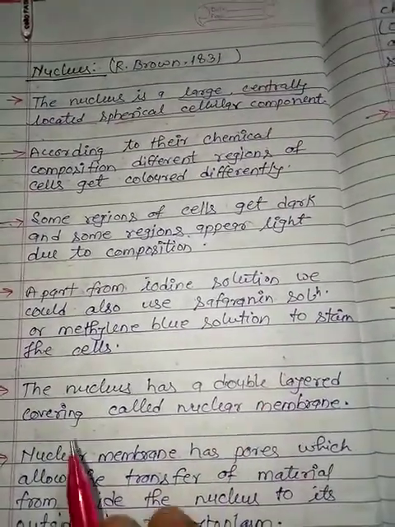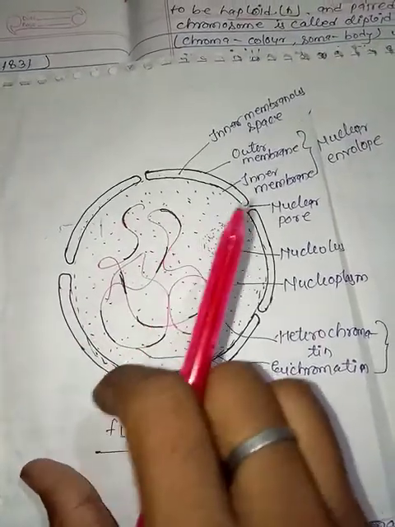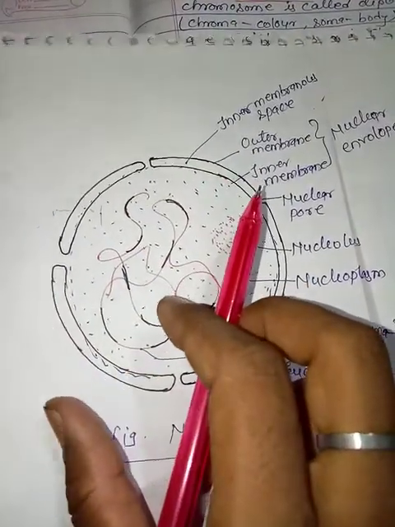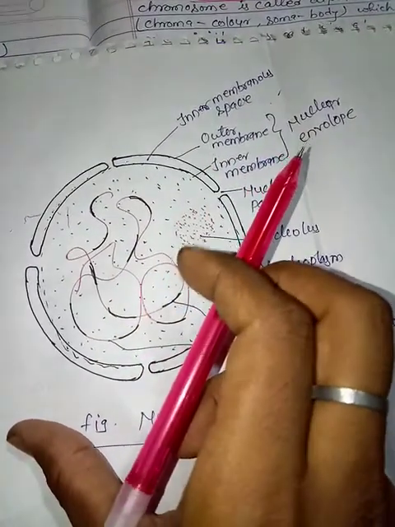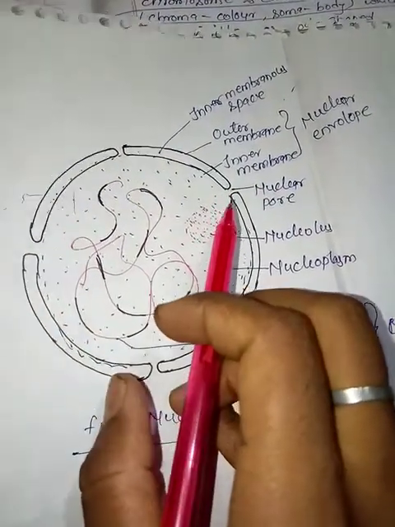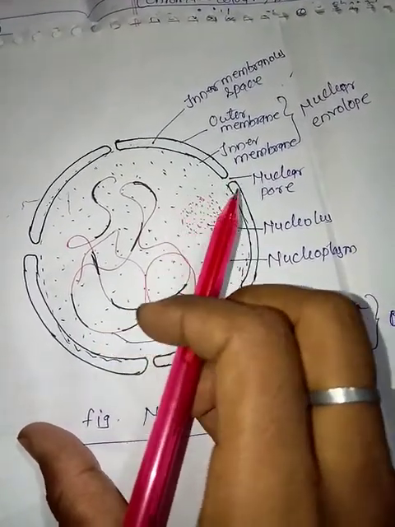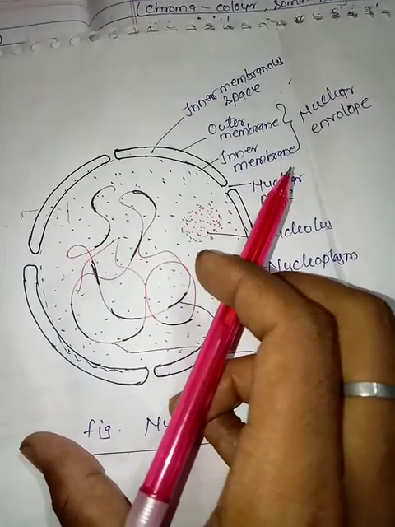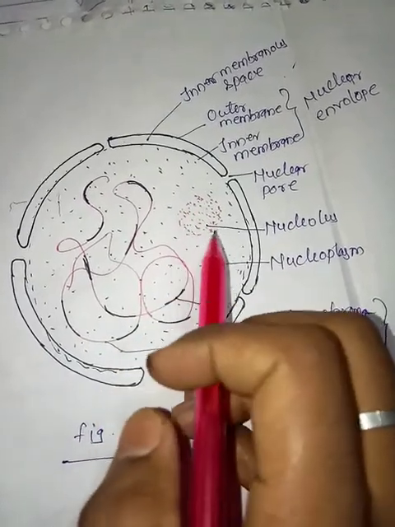The nucleus has a double layered covering called the nuclear membrane. As you can see in the figure, this is the outer membrane and the inner membrane is present, with the inner membrane space between them. All of this is called the nuclear envelope. At some places the membrane is not present, and these are the nuclear pores, through which material goes from inside to outside the nucleus and from outside to inside the nucleus. That region is called the nucleolus.